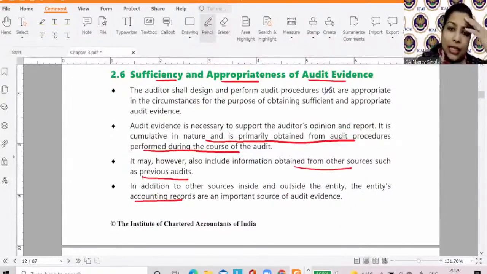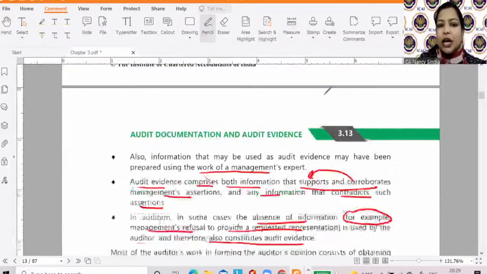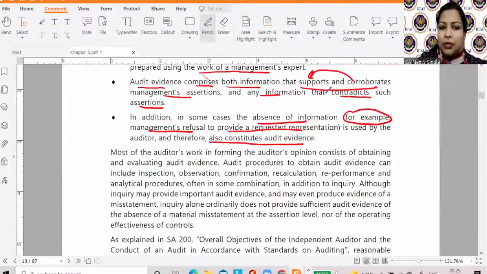This we have seen कि कहाँ से audit evidence आता है, primarily from the audit procedures, but previous audit से, accounting record से, and you know management expert से आता है. Audit evidence support या corroborate एक दूसरे को करते हैं, या जो management ने assertion दिया है उसको support करता है, या contradict भी कर सकता है, और absence of information is also what your audit evidence.